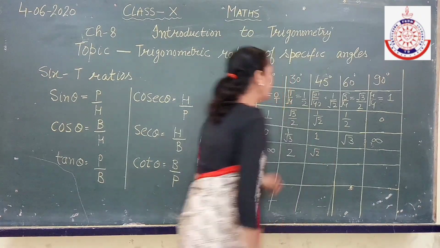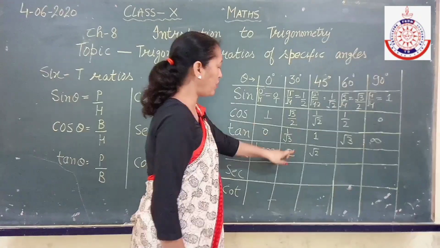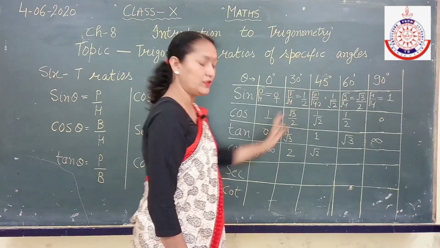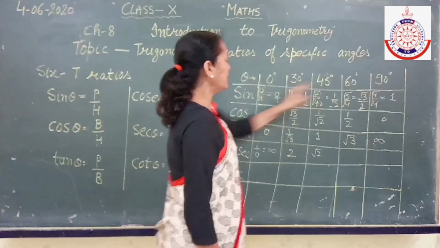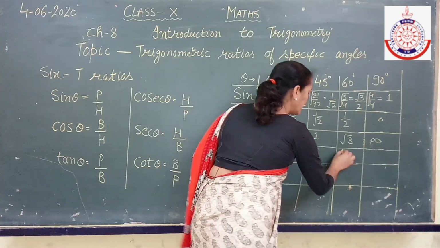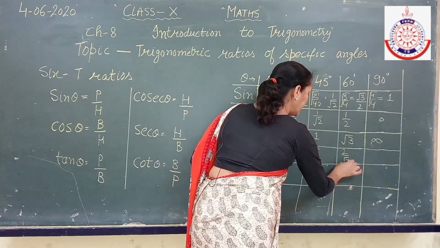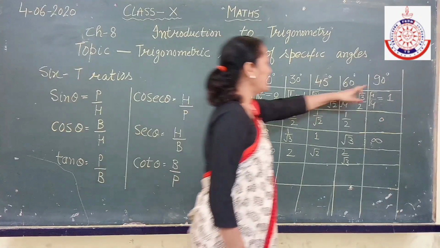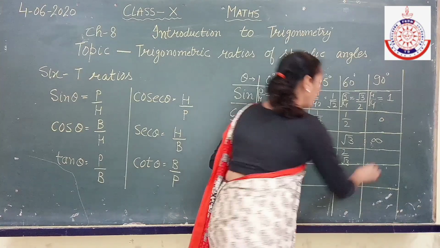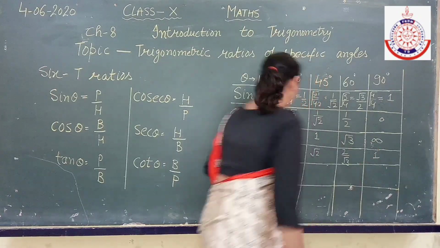So see what I am doing? I am taking the reciprocal of all the values of sine for finding the values of cosecant. Sine 60 degree is √3 upon 2, so cosecant 60 would be 2 upon √3. Then sine 90 is 1 and the reciprocal of 1 is 1 only.